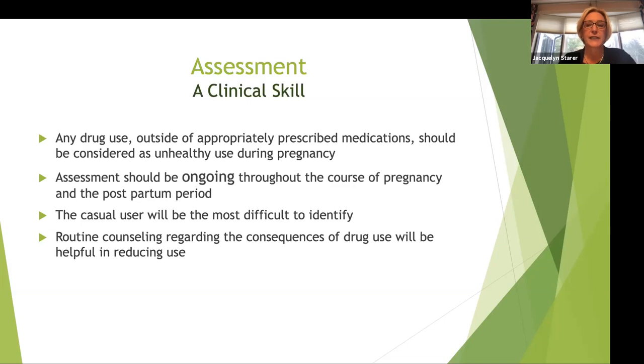And remember that you can get overconfident and complacent that you have a patient who, to all appearances, looks fine, but it's the casual user who's going to be the most difficult to identify because they can use around, they still have some control and they can use around their visits and their drug tests. So there always has to be in your mind that someone might be using drugs, and remembering to counsel routinely regarding the consequences of drug use has been shown to be helpful in that group in reducing their use.